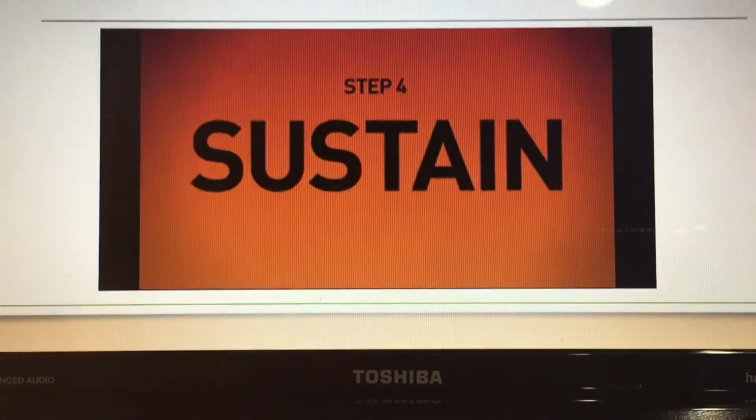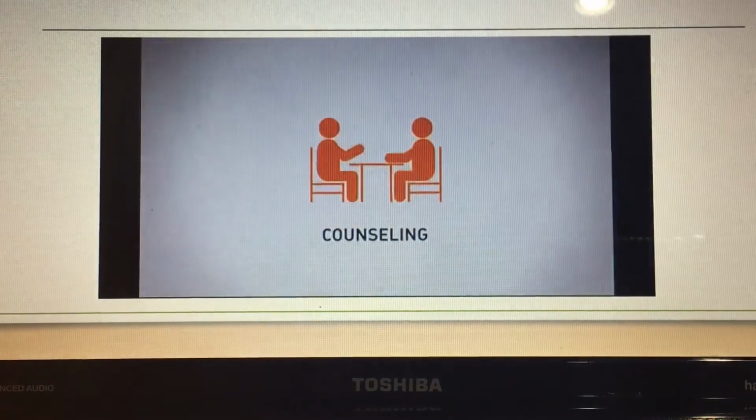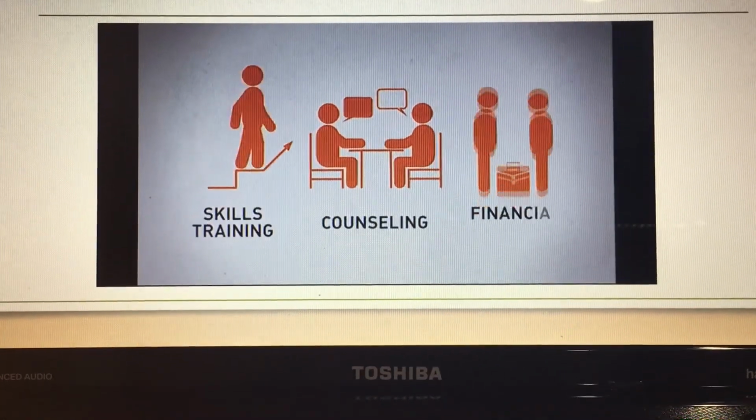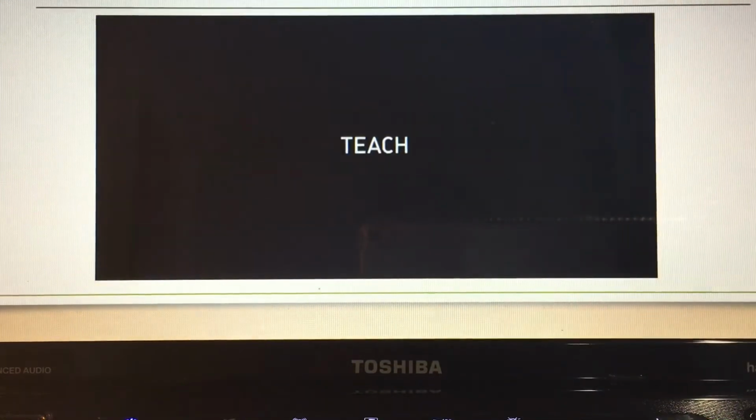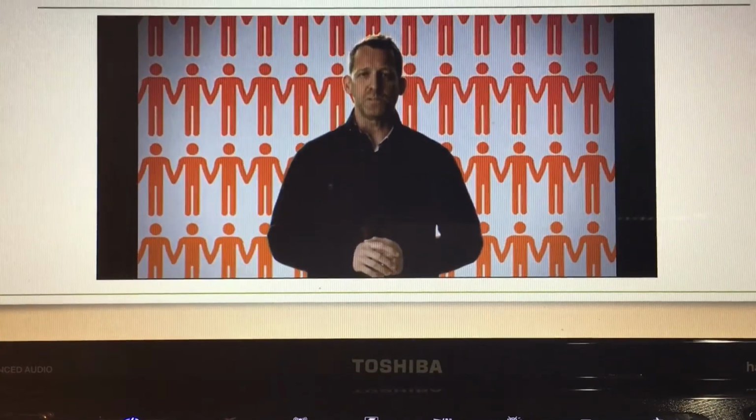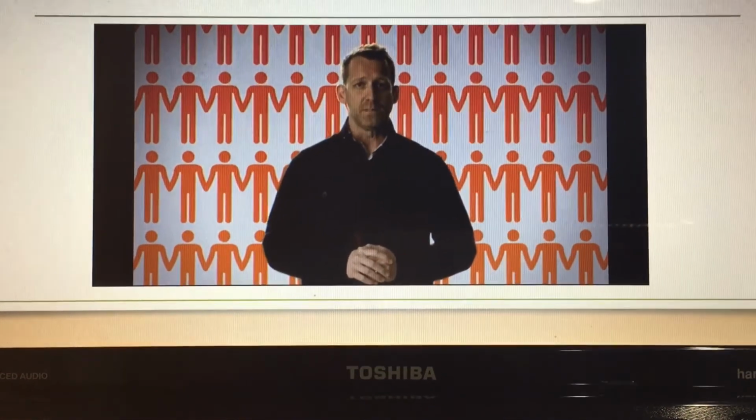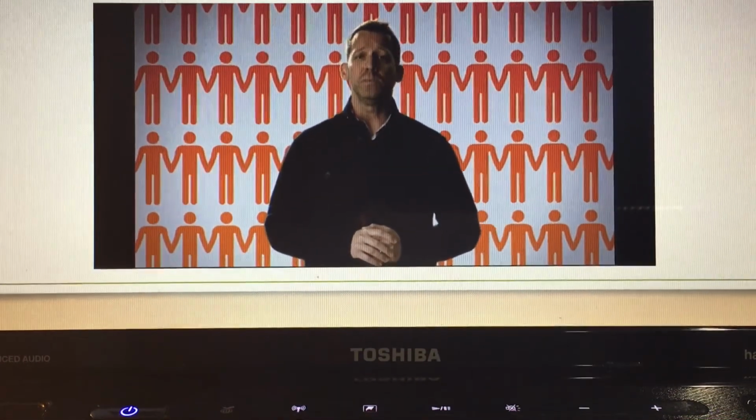Step 4. Sustain freedom. Help former slaves survive and thrive through counseling, skills training, and financial assistance. Teach people to become barbers, dressmakers, beekeepers. Make it possible for them to do in freedom what they've done in slavery. But this time, keep the money. And when people are free, entire communities can resist and protect themselves.